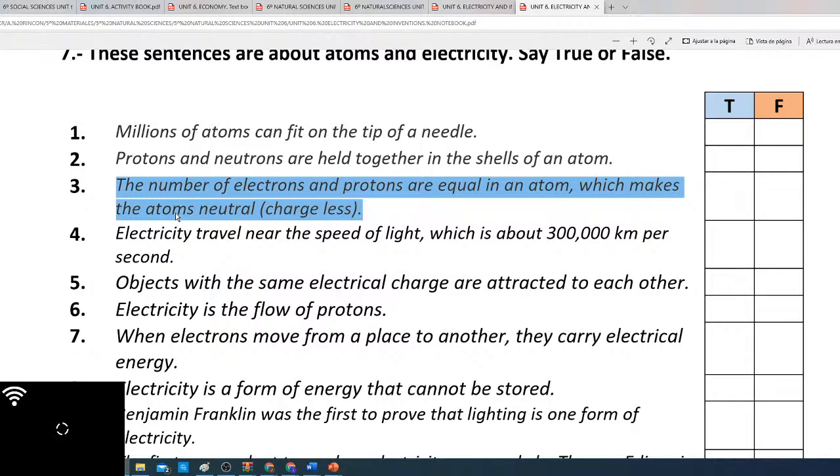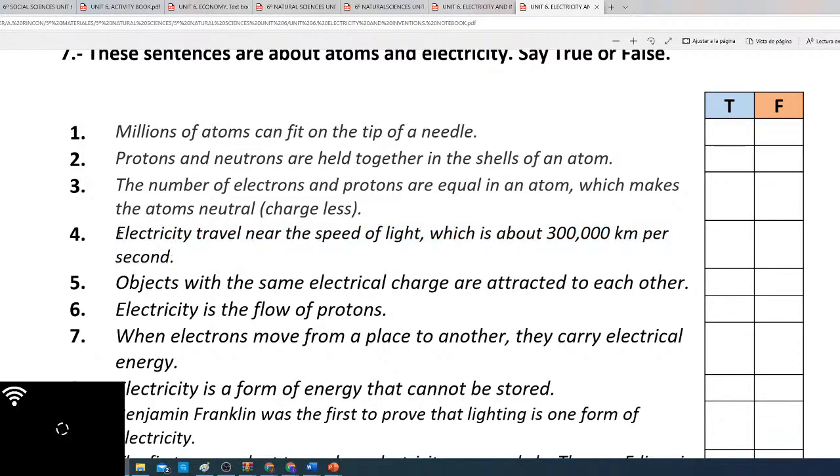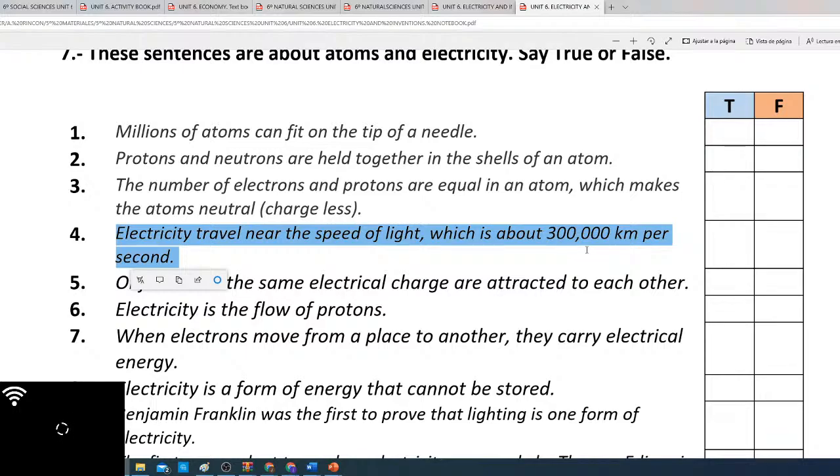Remember, all matter needs to be neutral, and that is the reason why the number of electrons and protons have to be equal in an atom, which makes this sentence true. Very good. Now, number 4. Electricity travels near the speed of light, which is about 300,000 kilometers per second. What do you think?